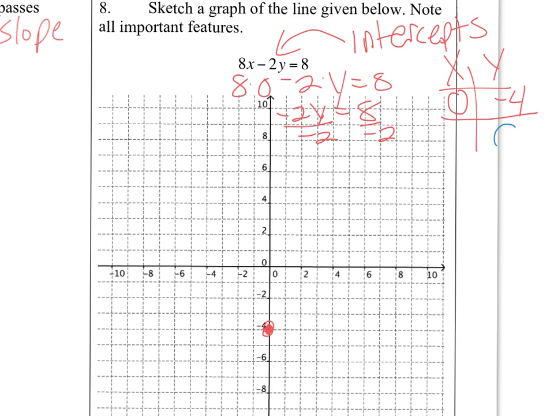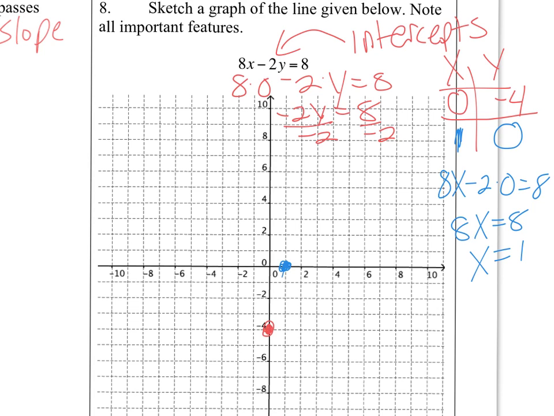Next thing I do is plug in 0 for y. That's going to make my equation 8x minus 2 times 0 is equal to 8, which means that 8x is equal to 8, x equals 1. My point is 1, 0. Those are my two intercepts.